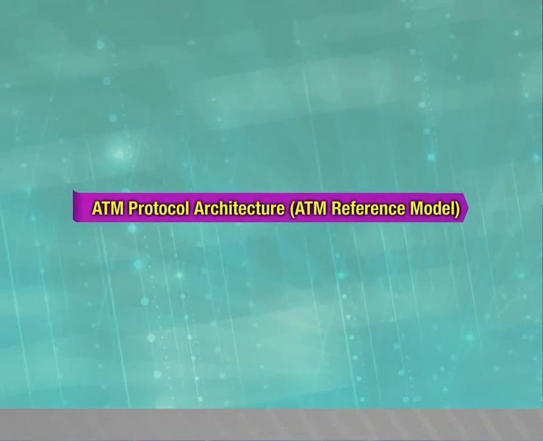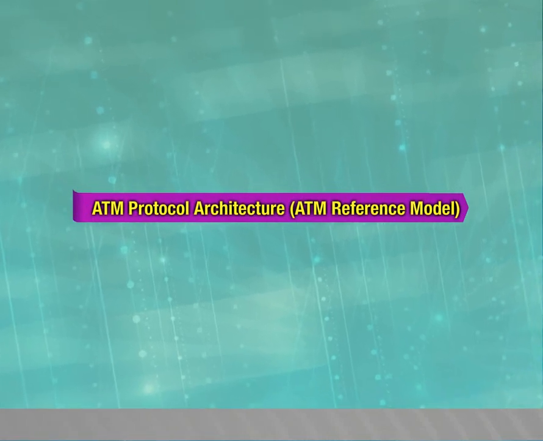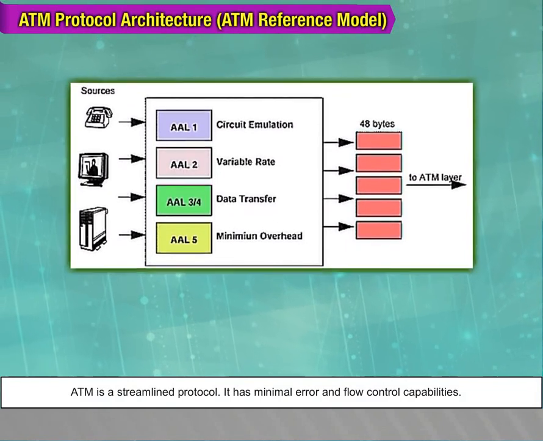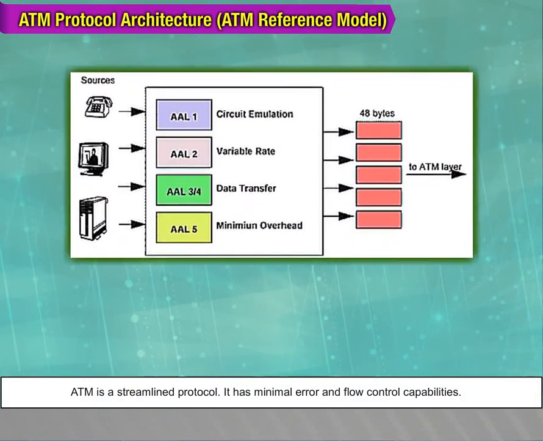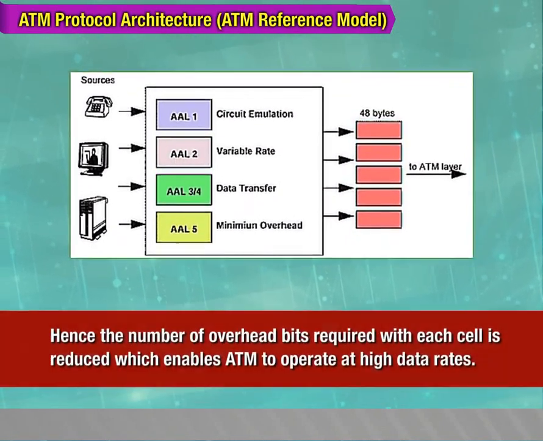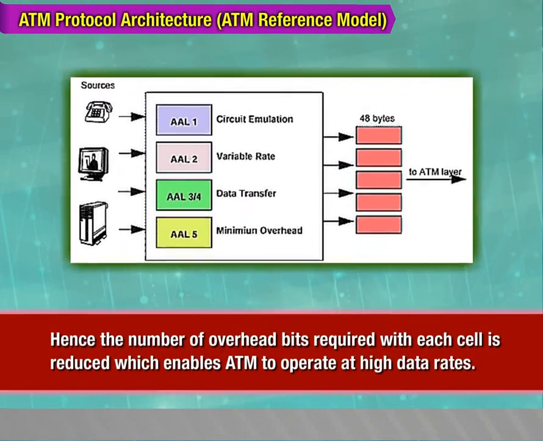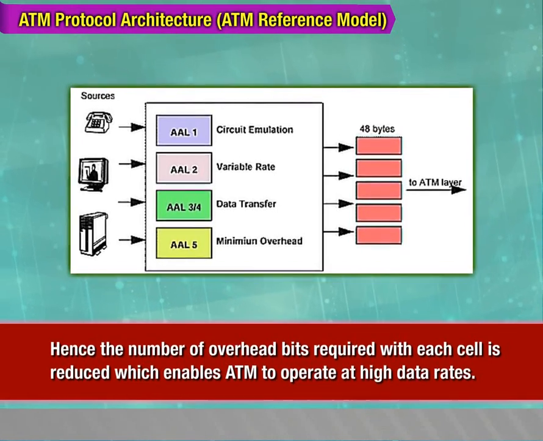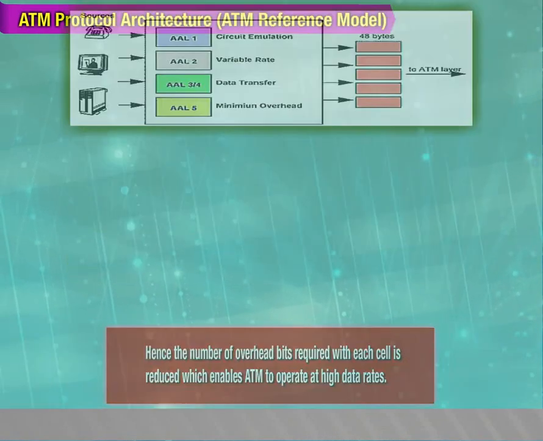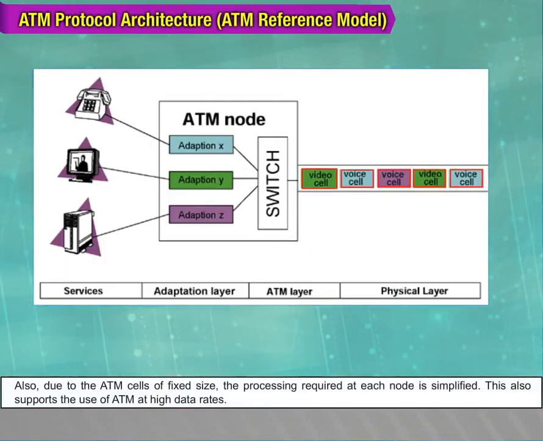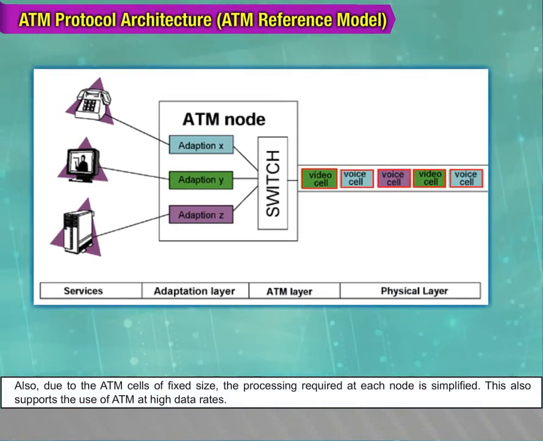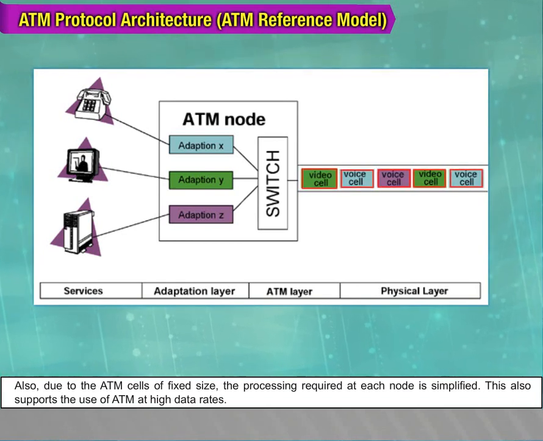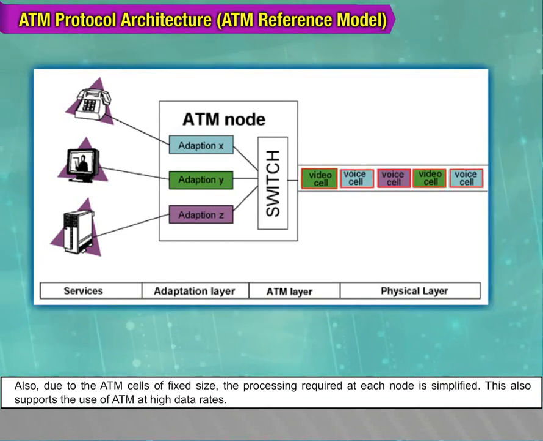ATM protocol architecture, that is, the ATM reference model. ATM is a streamlined protocol. It has minimal error and flow control capabilities. Hence, the number of overhead bits required with each cell is reduced, which enables ATM to operate at high data rates. Also, due to the ATM cells of fixed size, the processing required at each node is simplified. This also supports the use of ATM at high data rates.